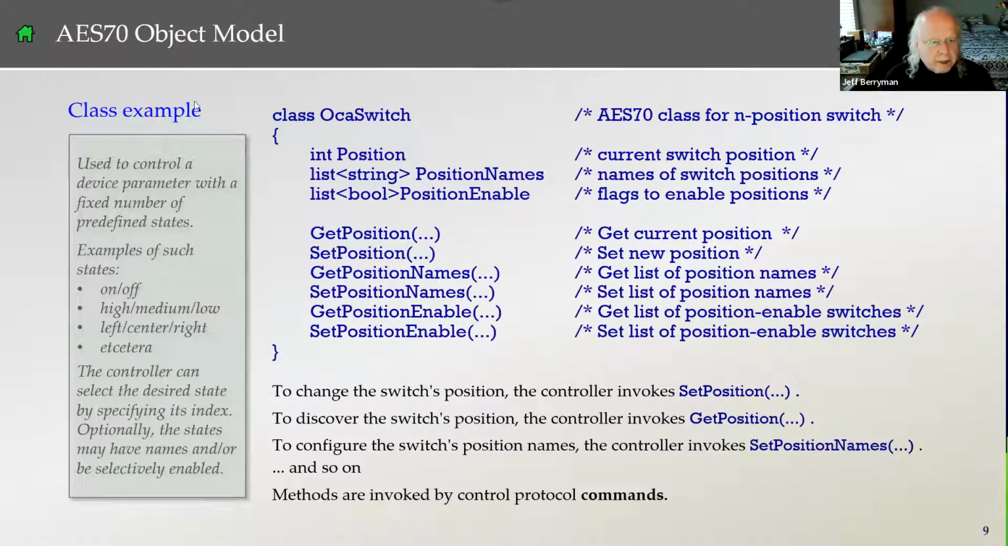Anyway, to continue, here's an example of a class. OCA switch is a class that is used to control a device parameter with a fixed number of predefined states. It might be device on off, high, medium, low, left, center, right, etc. And the controller can select the desired state by specifying its index. So this will control a multi-position switch or a single position, multi-pole switch or a single pole switch.